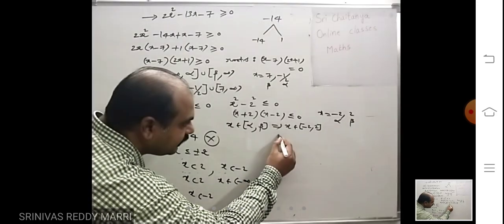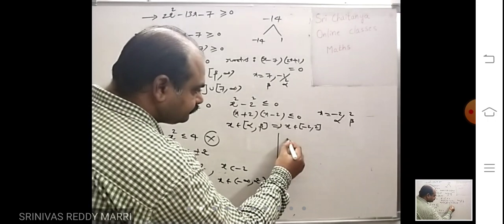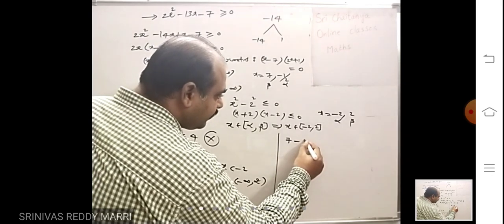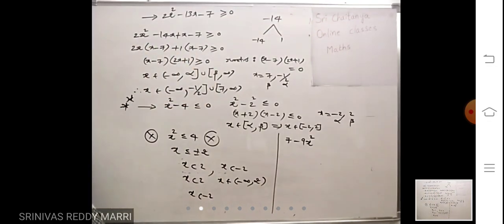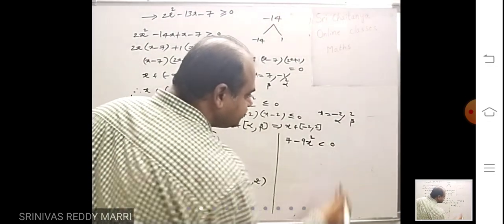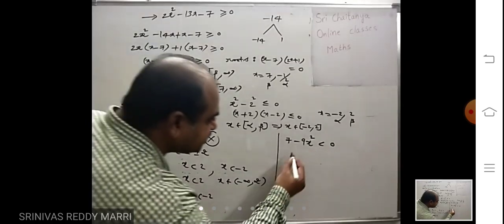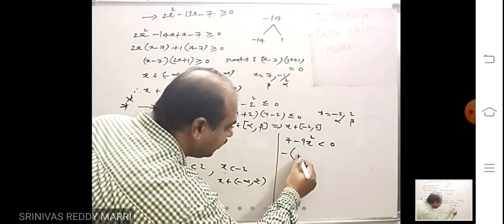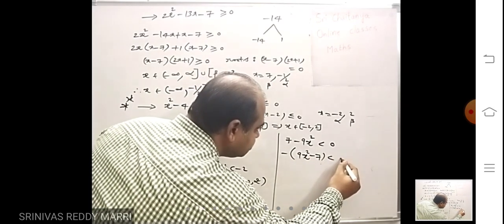Suppose take another problem. Okay. Suppose 7 minus 9x square less than 0 is there. Right? So now this is minus x square before, minus 9 is there. I am taking minus common, less than 0.